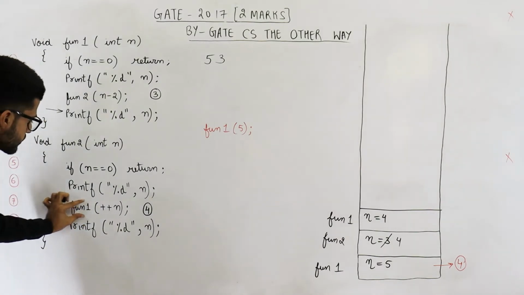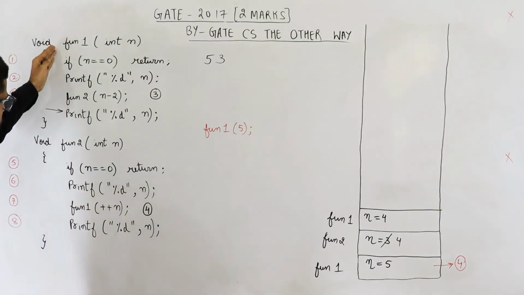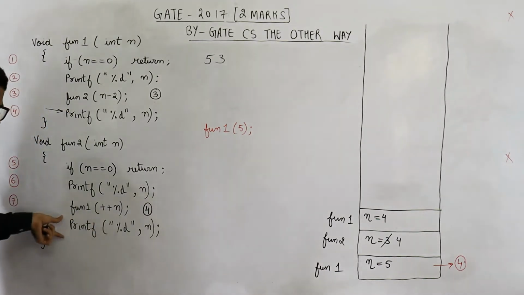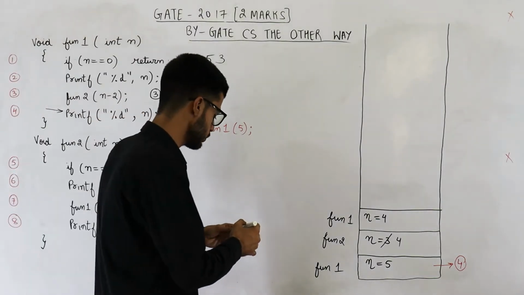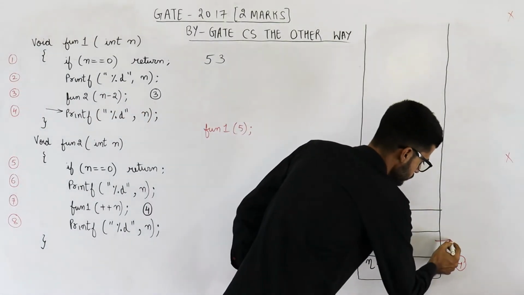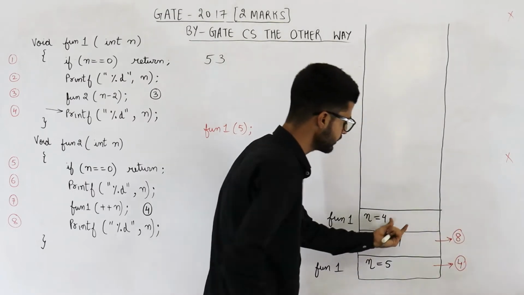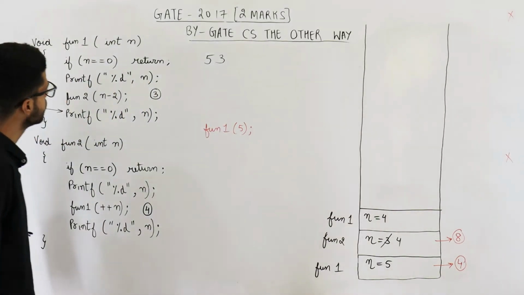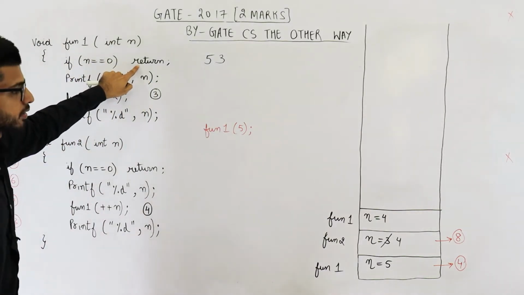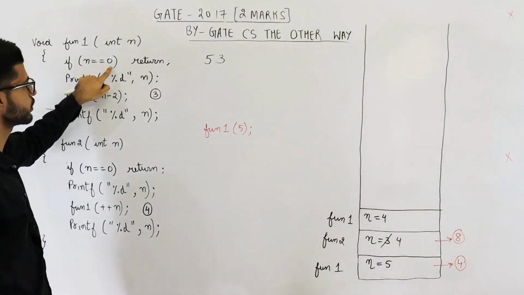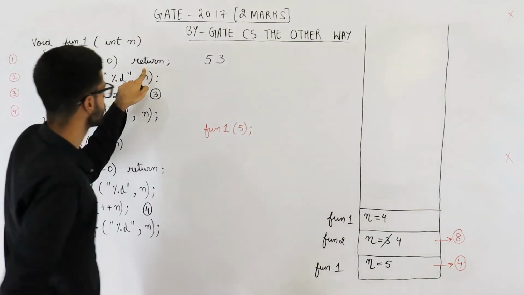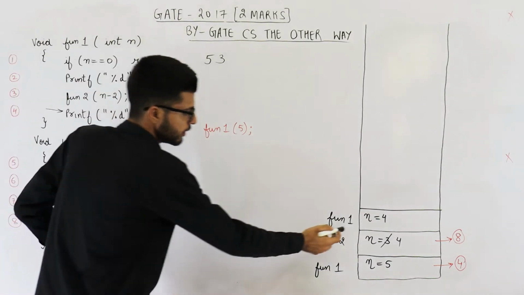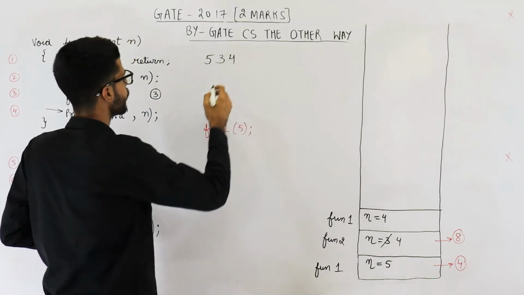Now, when this statement is completely executed, that means you have completed all of these 4 lines, you will return back and you have to execute this last line, that is line number 8. So I'm trying to remember that line number 8 has to be executed when this function ends. Now, if n is equal to 0, then return. N is not 0 because n is 4. So you will not execute this return. Then printf %d n. This value will be printed, which is 4.